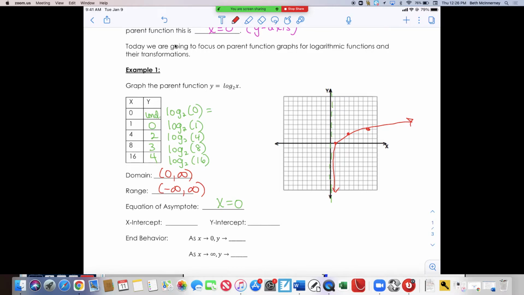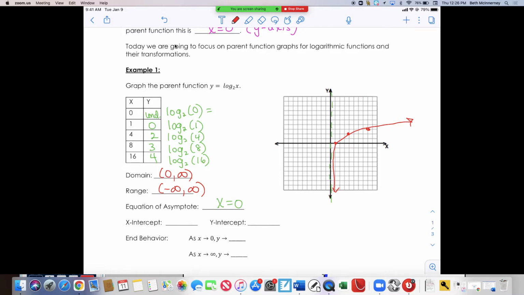Let me say that again, because it's really important. The range of all logarithmic functions will be negative infinity to infinity. My domain, how will that domain get shifted when I start doing some transformations? Awesome, okay? If I shift it left or right, that's going to impact the domain. Up, down won't, because it's already going to infinity. So those are good things to think about.